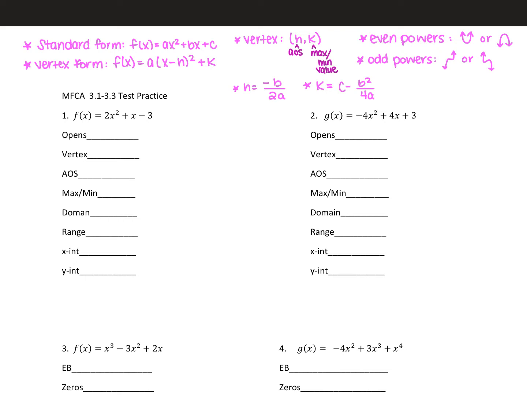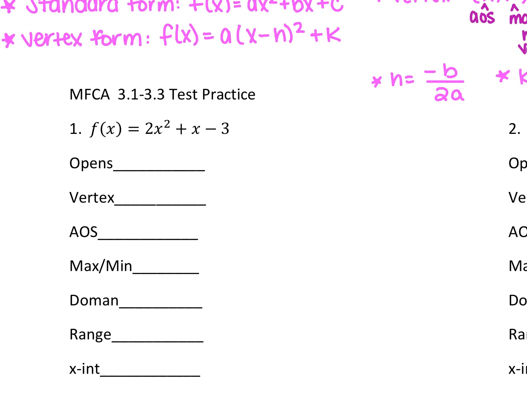So if we look at the first function that's given to us, we have f of x is equal to 2x squared plus x minus 3. This power of 2 tells you that you have a U. The 2, that's your a, is positive, so this is opening up.